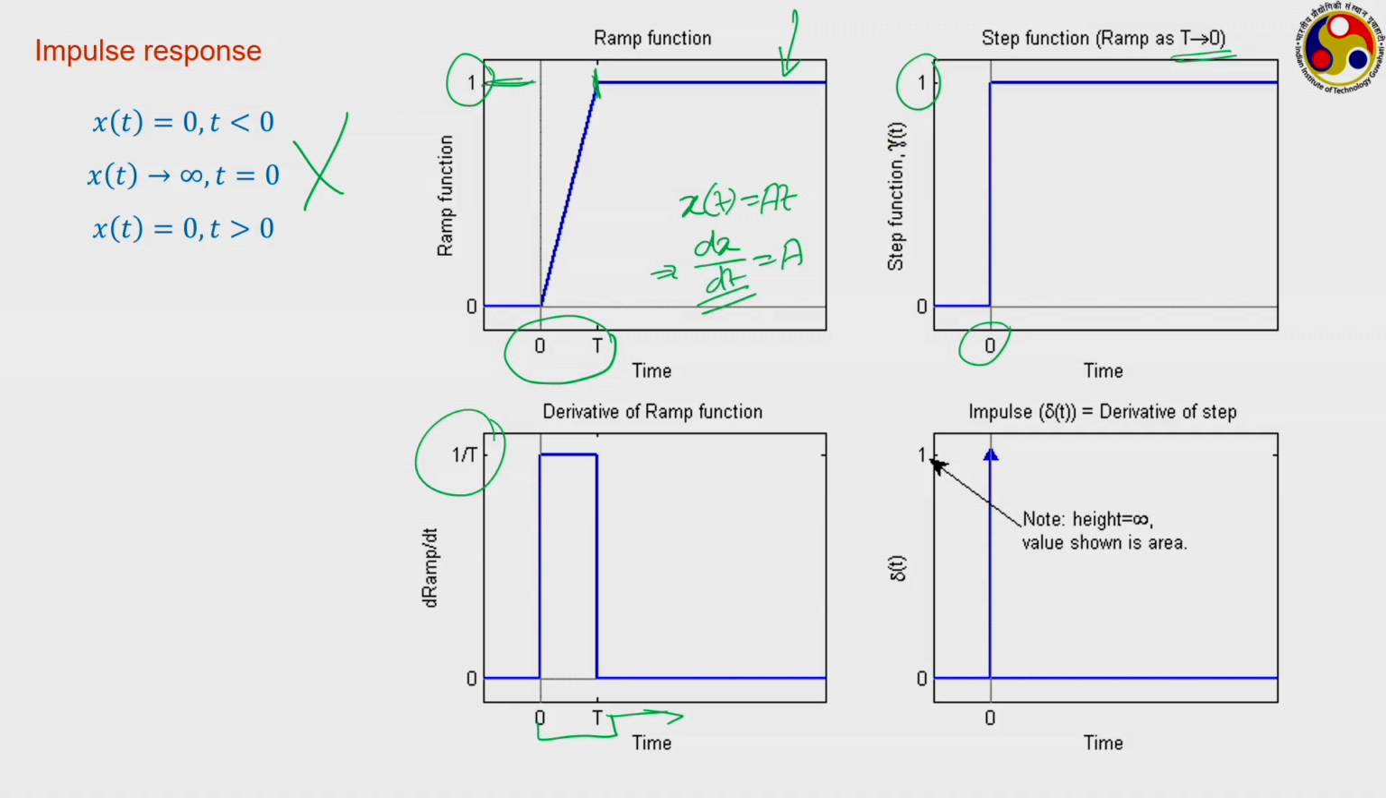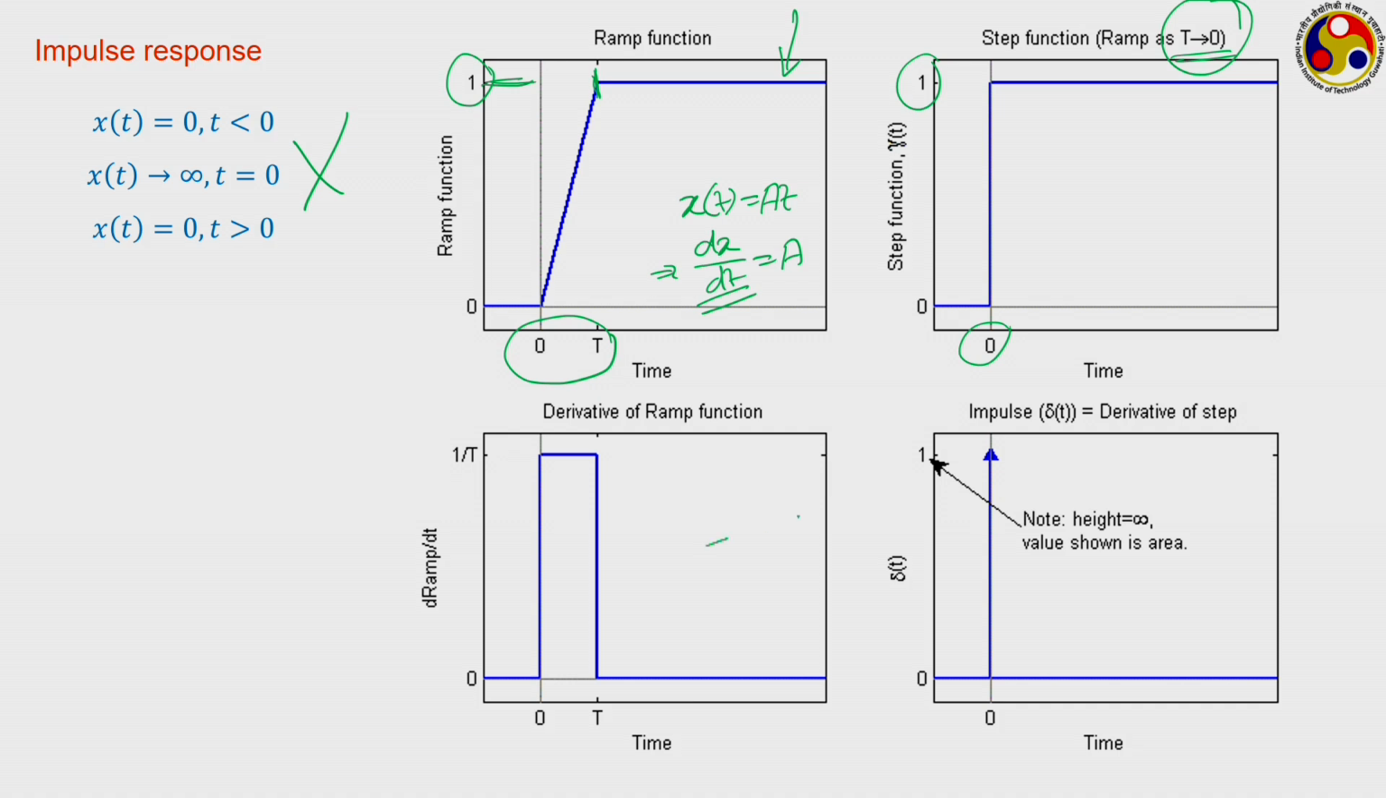And if we differentiate this function, then what are we going to get? Over a very small period of time, it has an infinite amplitude because this capital T tends to 0, and nothing afterwards. This is what an impulse function is. That means an impulse can be thought of as a derivative of a step. Now, these are mathematical definitions. Let us think about something more practicable.